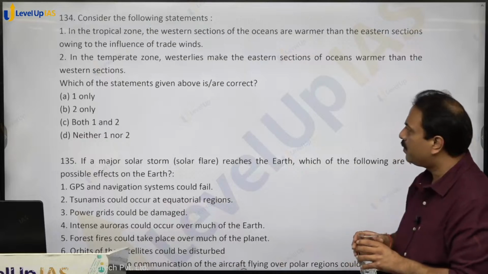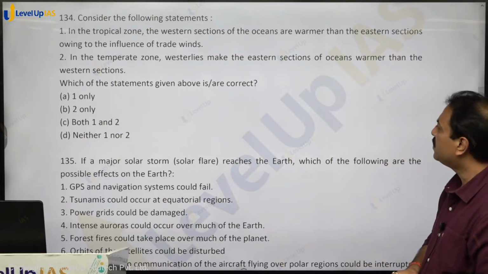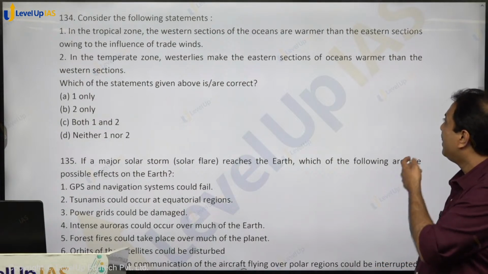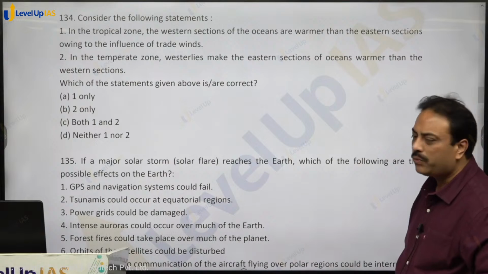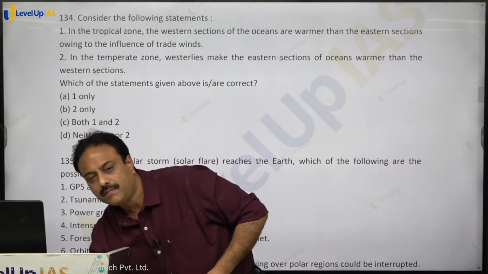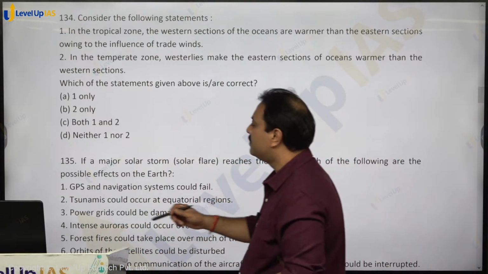Question number 134. Consider the following statements. In the tropical zone, the western sections of the oceans are warmer than the eastern sections owing to the influence of trade winds. Yes or no? Yes, sir. What happens over here? Have a look.